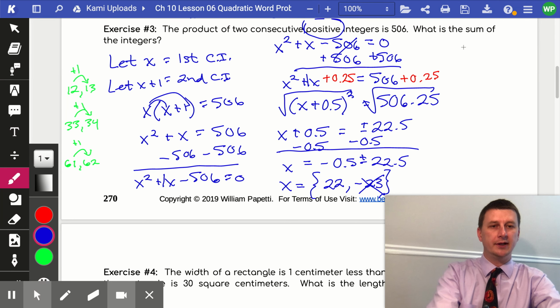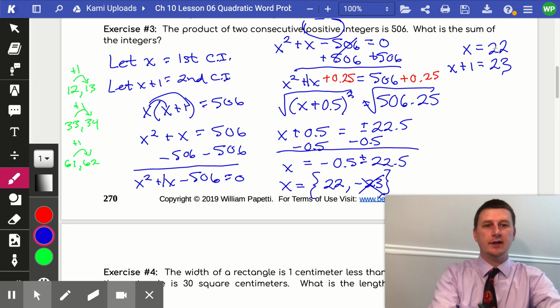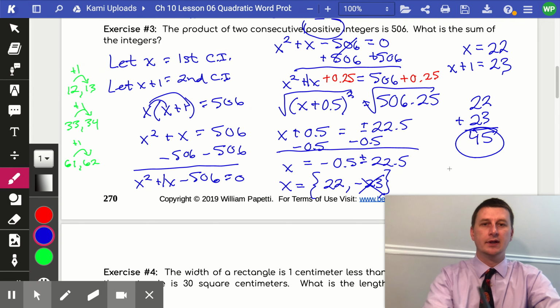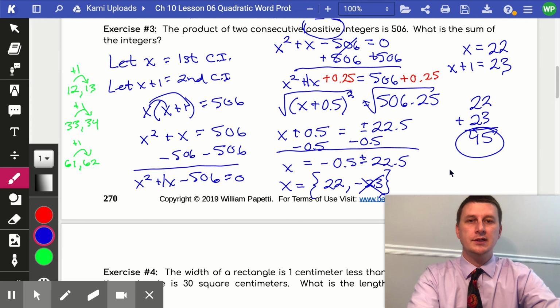So let's go up over here. If our first consecutive integer was 22, that means our next consecutive integer is going to be 22 plus 1, or 23. Finally, it says, what's the sum of these integers? So once we know that the integers are 22 and 23, we just want to add those two up. And we're going to get 45. So our answer here is 45 is the sum of the integers.